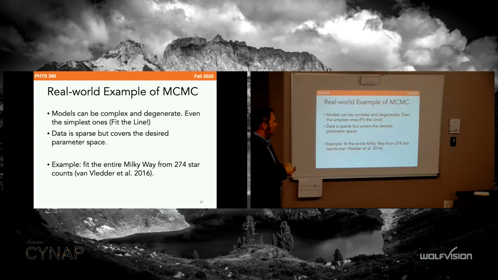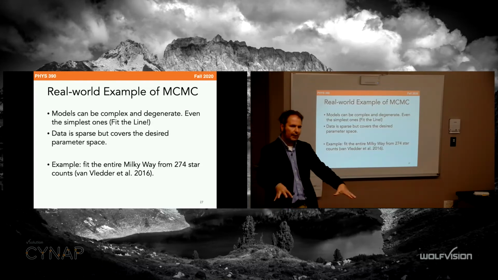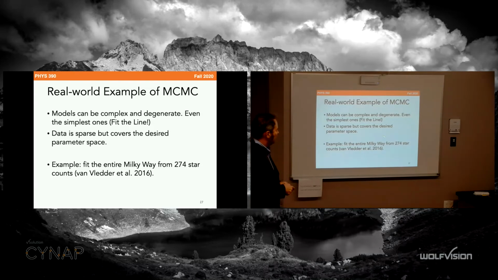So even the simplest one, the fit the line, was degenerate, right? You can get equally good fits with a slightly different slope and a slightly different intercept. And the data is sparse. Your data is never infinite. Your data always samples whatever you're looking at. So it covers the desired parameter space. And that last part is important. If your data doesn't go that far out or cover the bit that you're interested in, there you go. Then MCMC can't rescue you.